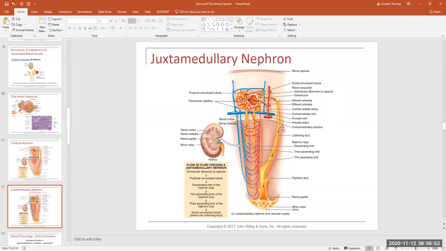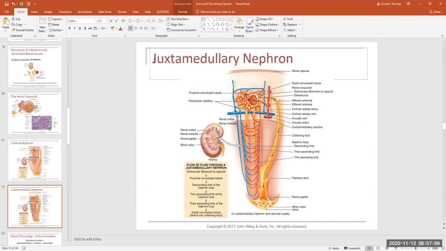Same thing in the juxtamedullary. You would say descending juxtamedullary nephron loop or ascending juxtamedullary nephron loop. And I forgot to tell you what juxtamedullary means. The prefix juxta right here means adjacent to. So in a juxtamedullary nephron, the renal corpuscle is adjacent to the cortical medullary junction. So we say juxtamedullary is next to the medulla.